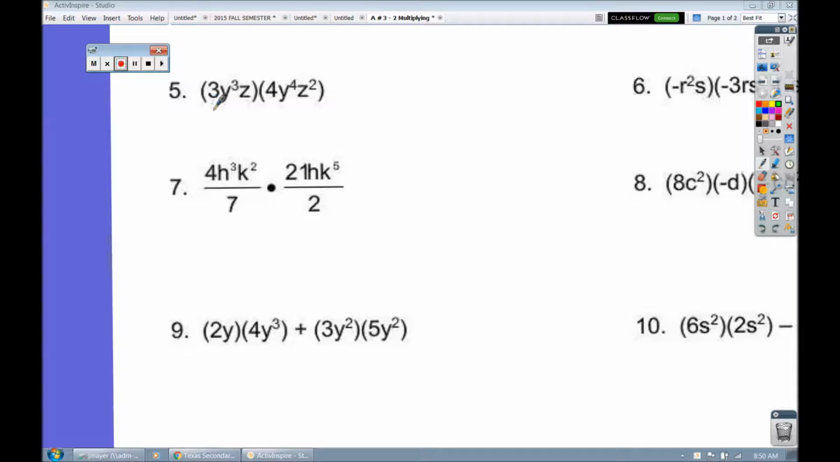Alright, start with our numbers. 3 times 4, that's going to give me 12. Jump over to the letter y, y to the 3rd times y to the 4th. We're multiplying with the same base, so that's going to be y to the 7th. And our final letter, z to the 1st power times z to the 2nd power. We're just going to add those exponents. 1 plus 2 would make that z to the 3rd power.